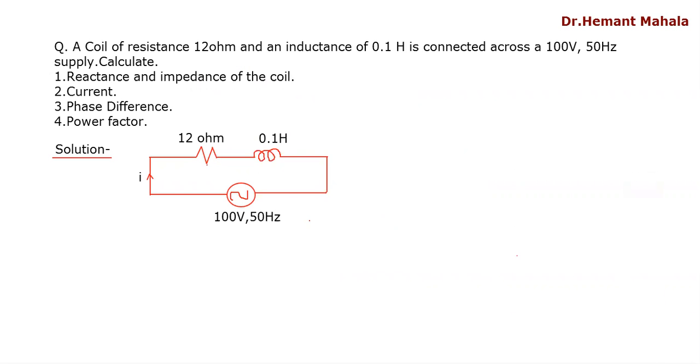Okay, and the quantities. And it is connected to 100 volt 50 hertz AC supply. So we have to calculate reactance and impedance of the coil. Okay, current, phase difference, power factor. Okay, let us start.